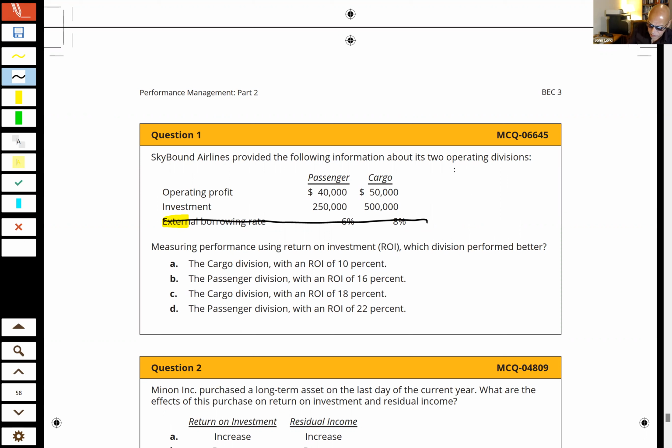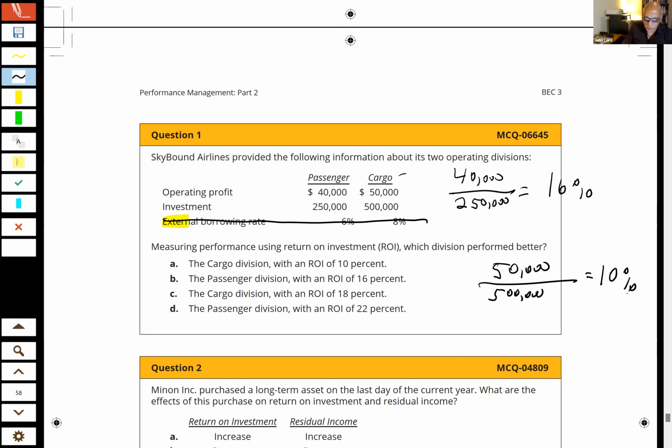So for the passenger, I'm going to take 40,000 and divide that by the investment of 250,000, and I come up with an ROI of 16%. Then I have to compare it to cargo. Cargo is 50,000 divided by the 500,000, generating a 10% ROI. So which one has the higher ROI? It is passenger at 16%. Most of us got it right, choice B.